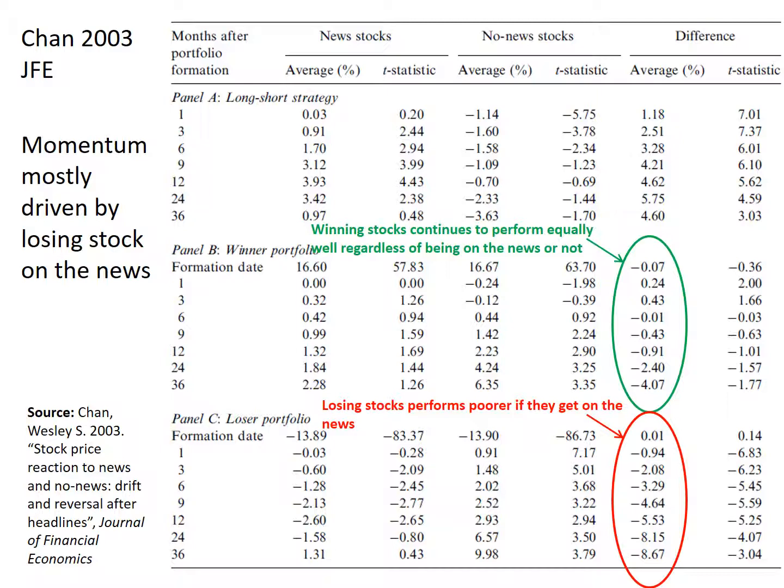for a stock that has been doing badly in the past, their future return is not particularly low, right? They are actually positive, and statistically significant. But they continue to get negative returns if they get on the news.